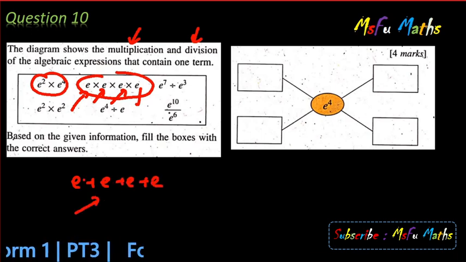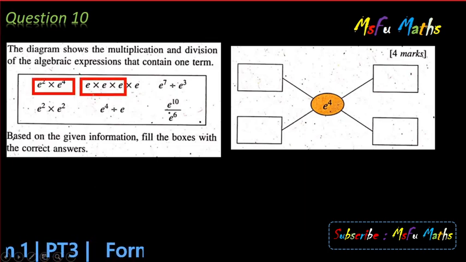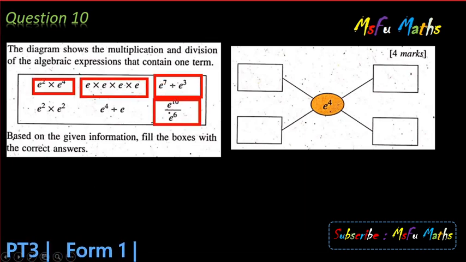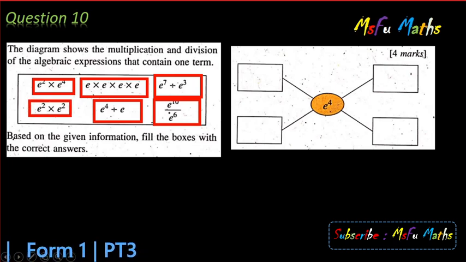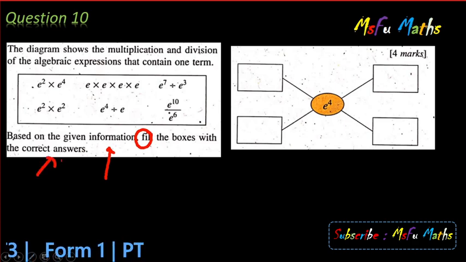Okay, so then you can simplify. If you multiply and divide, this one is considered one term. So we have one term here, one here, one here, and one here. Based on the given information, fill the boxes with the correct answers.